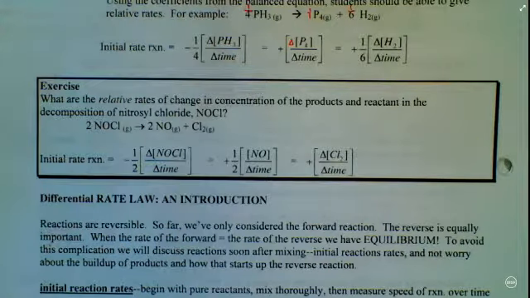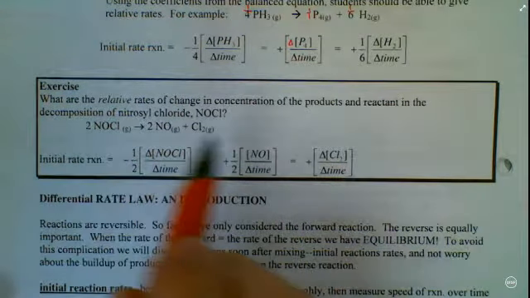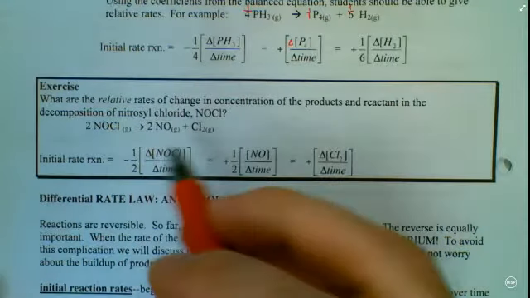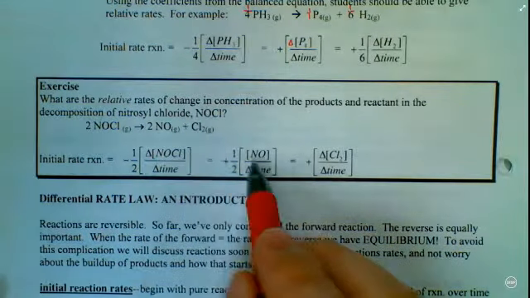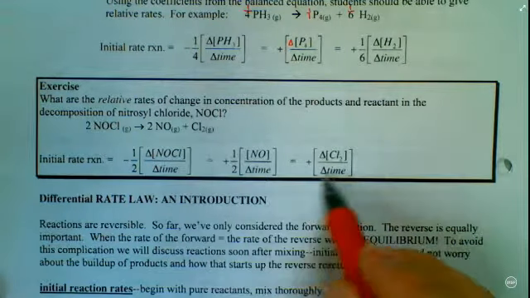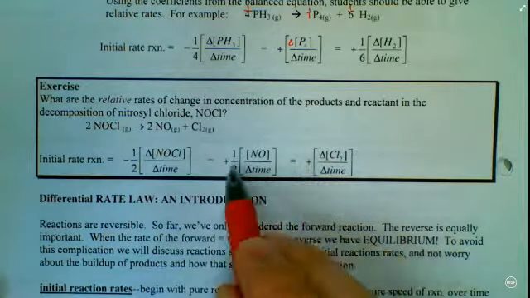What are the relative rates of change in concentration of the products and reactant in the decomposition of nitrosyl chloride, which is NOCl? So, we're decomposing this reactant. So my change in concentration of my reactant over time is going to be a negative. Why? Because it is a reactant. Here's my NO, my Cl2. They both are changing concentrations over time. Both of these are products, so they're both going to get positive numbers.